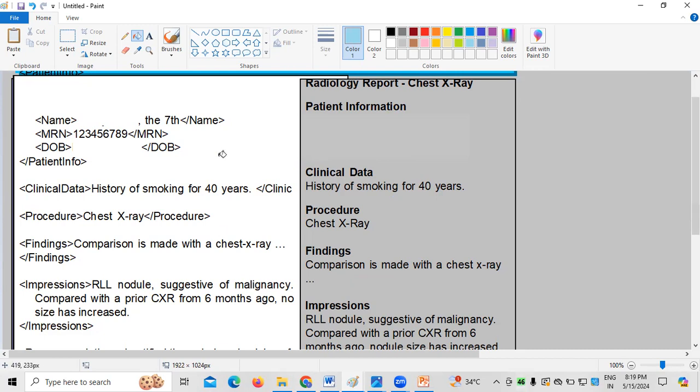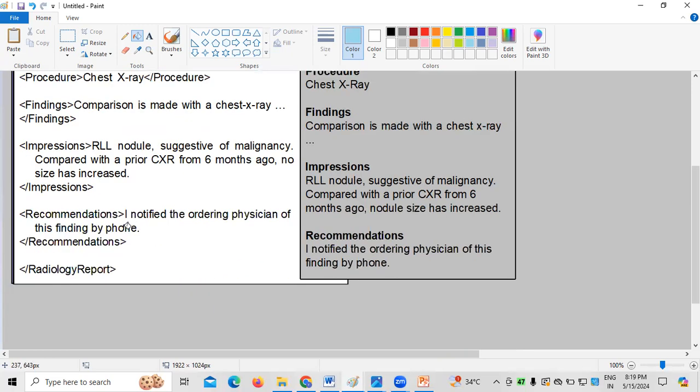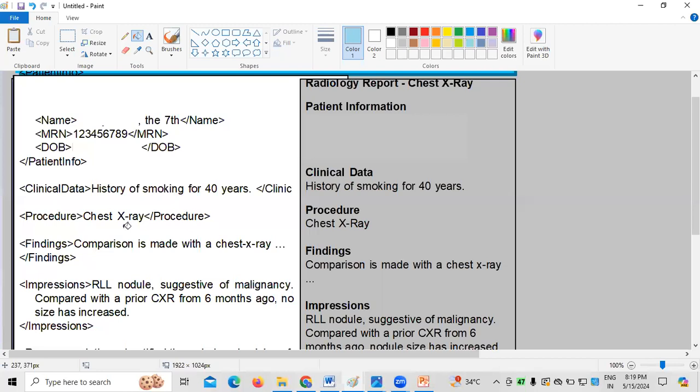Here you need to mention the name of the patient, along with his MRN number, date of birth, and other information of the patient. Also, is there any kind of history for that particular patient or not? Because you are doing a chest X-ray, radiology. So this is how the customer data form generally looks.